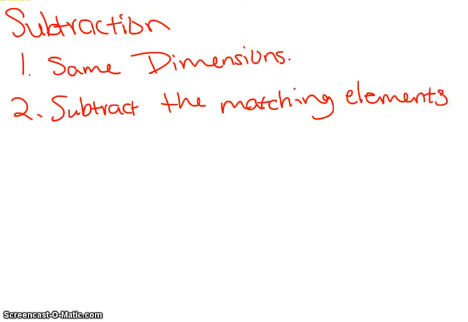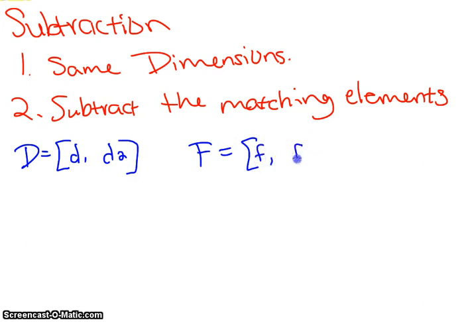Now, a little way to help with subtraction is to distribute a -1 throughout the entire matrix that you're subtracting by. So let's get two little matrices here. Let's do, I don't know, D, and then we'll have a little 1 by 2, D1 and D2, and then we'll have F, which will be F1 and F2. And then we do need to subtract F from D.